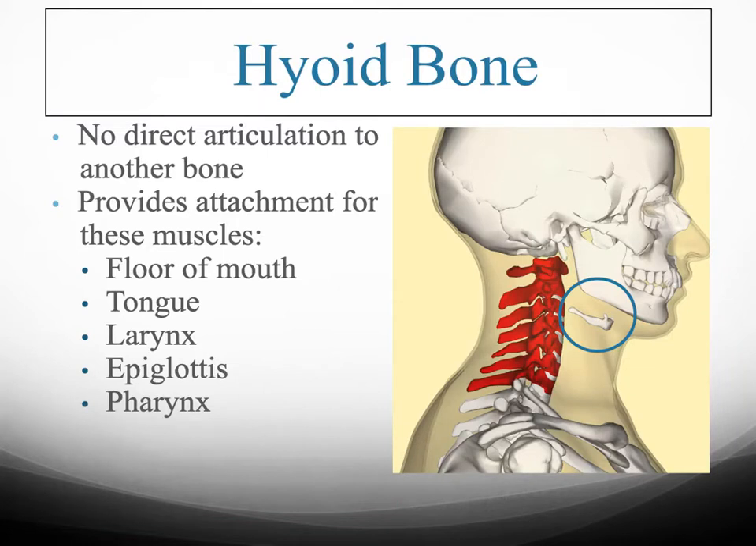Okay, the only thing that I want you to know about the hyoid bone is that it provides attachment for the muscles such as the floor of your mouth, your tongue, your larynx, your epiglottis, and your pharynx. Kind of an important little bone right over here.